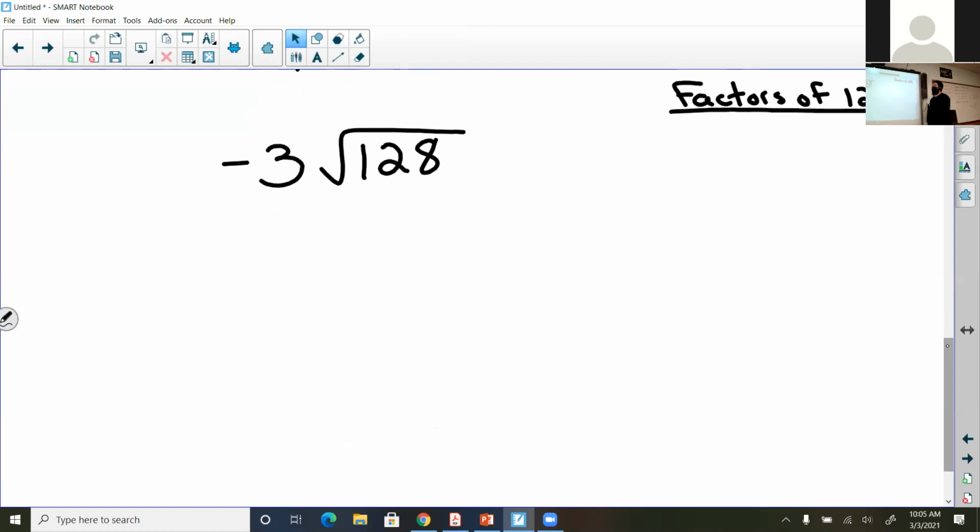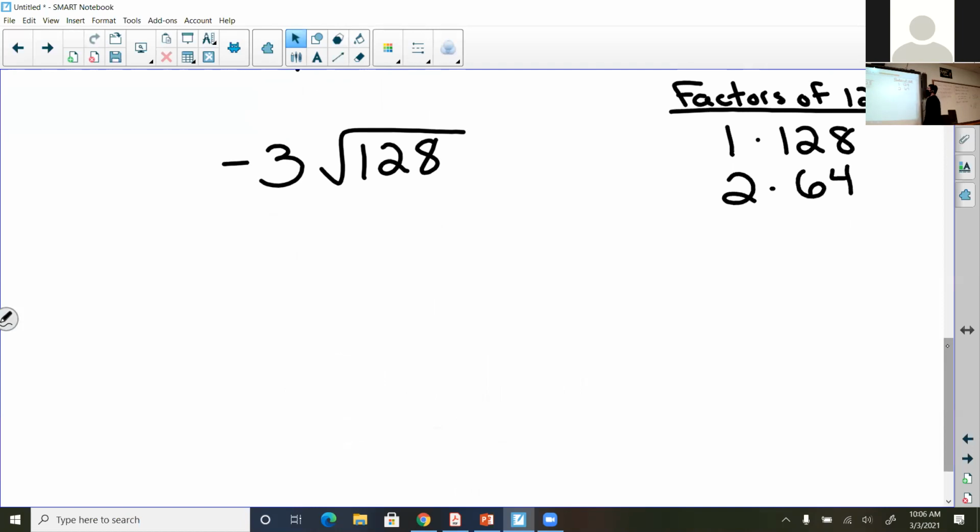So factors of 128. Well, I know that 1 times 128 are factors. I know that 2 times, and at this point, feel free to use a calculator. Just go and say, all right, 128 divided by 1, 128 divided by 2, 128 divided by 3, 128 divided by 4, and just keep going down until you've exhausted the possibilities.